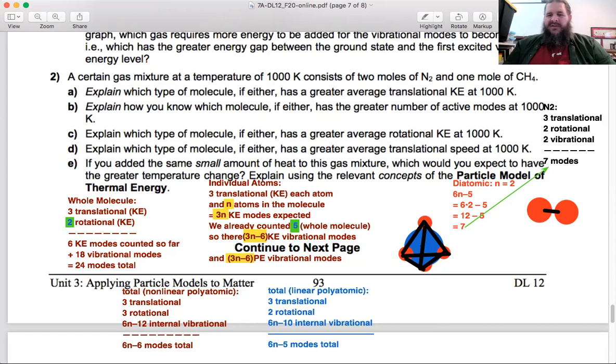But even if it was linear, we would still expect it to have more modes per particle than the N2 does. It would have the same number of rotational modes, but would have more vibrational modes because of the more complicated structure, the larger number of particles. And also, while we're at it, let's take a moment to see if we can use this idea of modes to build up a formula for thermal energy in general.